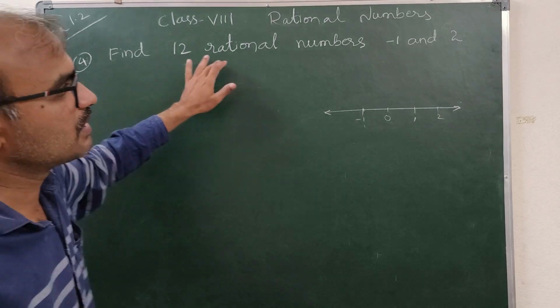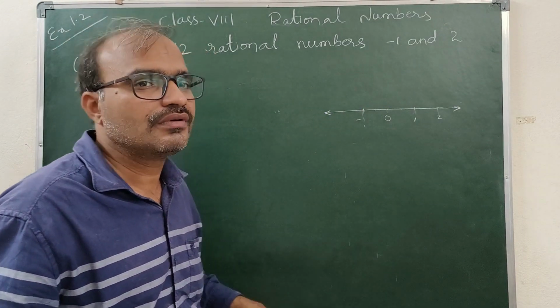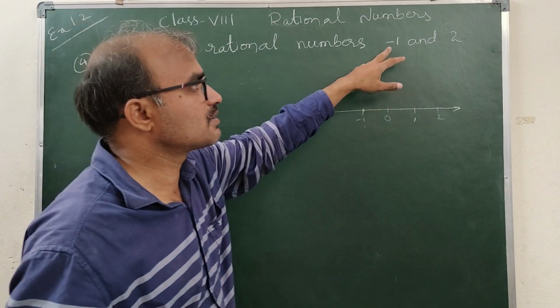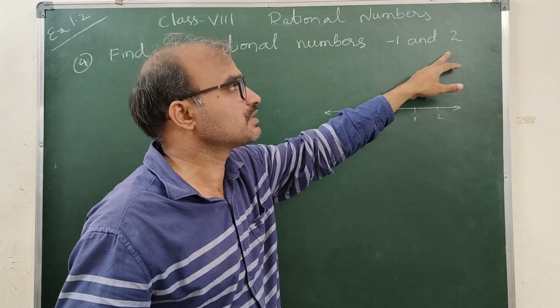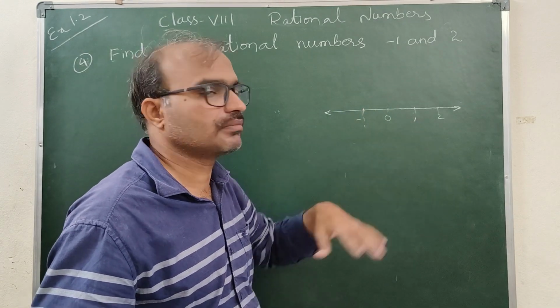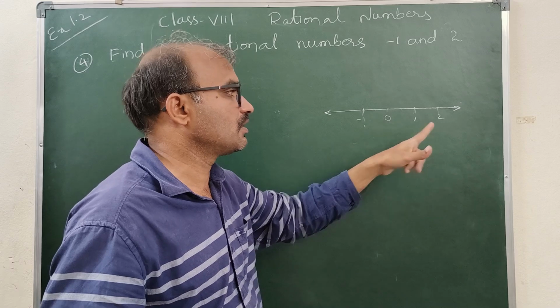Find 12 rational numbers between minus 1 and 2. First of all, what you do is locate them, as you have also learnt these numbers as integers in previous classes. So first of all locate them: -1, 0, 1 and 2.